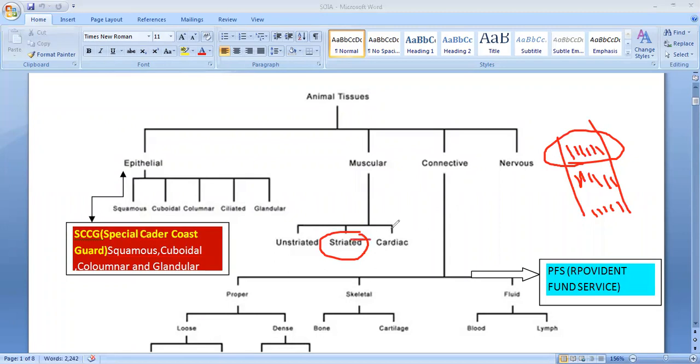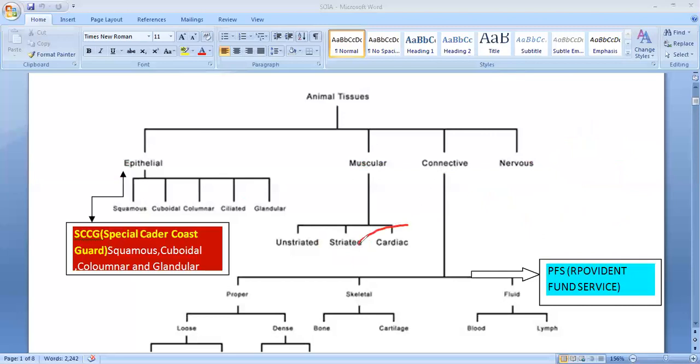And one more interesting point about the location of striated muscle: it is found attached to the skeleton. This is also called the skeletal muscle. Striated muscles are also called skeletal because they are attached with skeletal tissue, like the leg and hands.